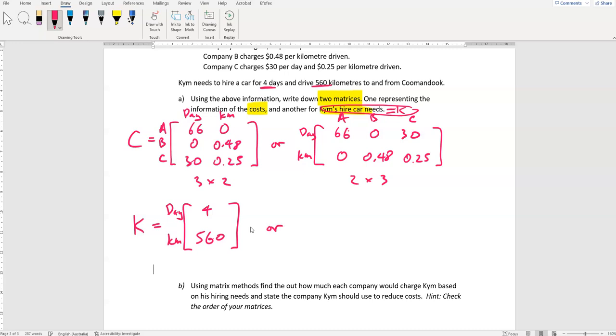Or, you can write K as a row matrix instead of a column matrix. You can write days and 560 here. So you can have this as days, and this is kilometres. So either set of answers, I'll give it to you. Okay?